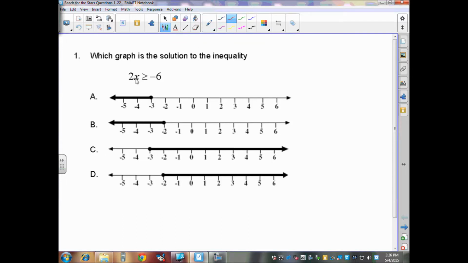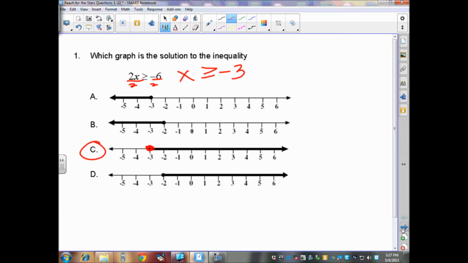Question number 1, we want to solve this inequality. We divide both sides by 2. That gives us x greater than or equal to -3. We did not divide by a negative number. We don't have to worry about switching the sign. The equal to means that you've got a solid dot on -3 and you're going to the right, so C would be the answer.